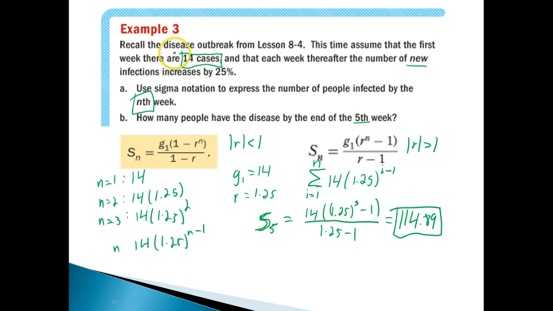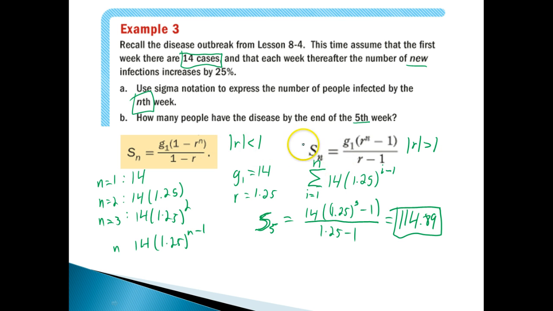So once again, you see you only start with 14 cases, but after only 5 weeks, we're up to 115. These geometric series grow very, very quickly. And that's all I've got for you in this video. If you want to watch this a couple more times, if you need some more help with how to use these formulas, remember that these formulas will be up on the sideboard for when you're taking your quiz on Monday. You just have to be able to figure out what the formula means.